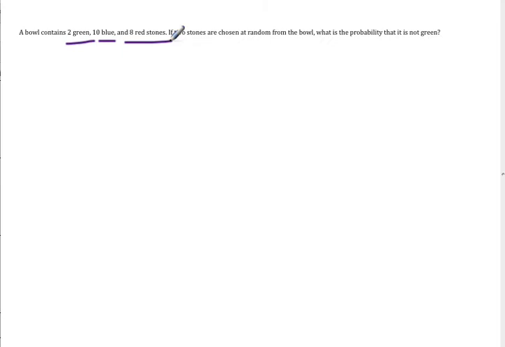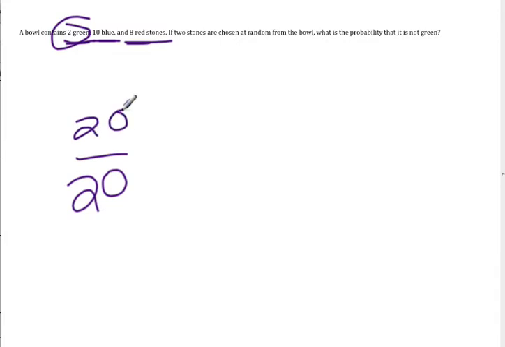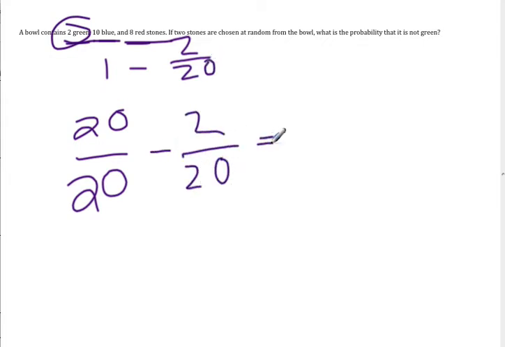How many are green? Well, 2 of them are green. So we have 2 plus 10, which is 12, plus 8, which is 20. So we have 20 total. So I'm going to do 20 over 20. So I'm going to find the probability of not getting a green. So I'm going to take my 1 and subtract off the probability of getting a green, which is 2 over 20. So the probability of not getting a green is 20 minus 2, which is 18, divided by 20.